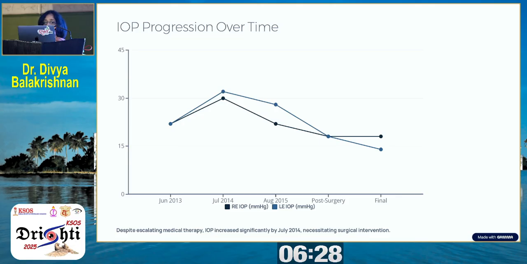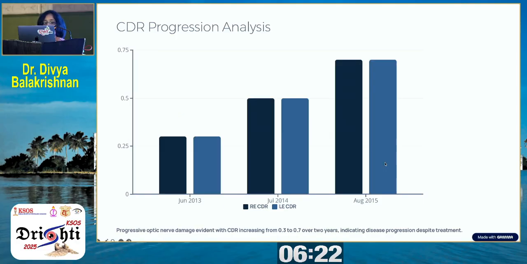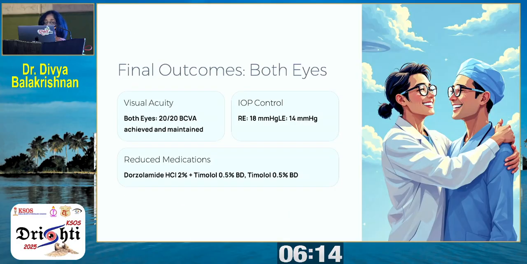Now you can see the IOP progression over time; post surgery it has come down, and now the child is on only 2 medications. This is the cup disc ratio progression. Till the time of surgery it was increasing up to 0.7, and after that it got controlled. In the final outcome, initially the child had -10 and -8 and was improving only to 20/50. Now, after the surgery with IOL, she is 20/20 with best corrected visual acuity. IOP is controlled with 2 medications.